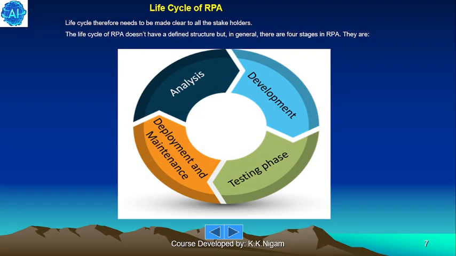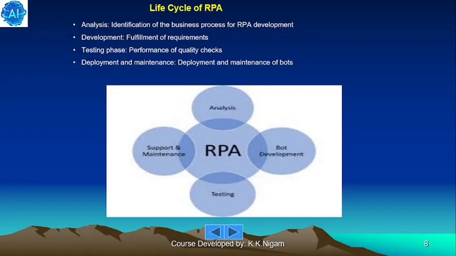The life cycle needs to be made clear to all the stakeholders. The life cycle of RPA doesn't have a defined structure, but in general, there are four stages in RPA. They are analysis, development, testing phase, and deployment and maintenance. Analysis is the identification of the business process for RPA development. That's the first step. Then development, fulfillment of requirements. And then the testing phase, performance of quality checks. Then next is deployment and maintenance, which is an ongoing job, so the deployment and maintenance of bots will carry on.